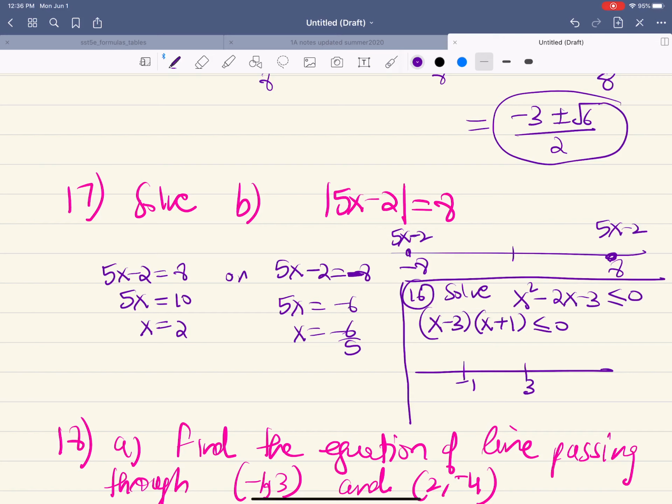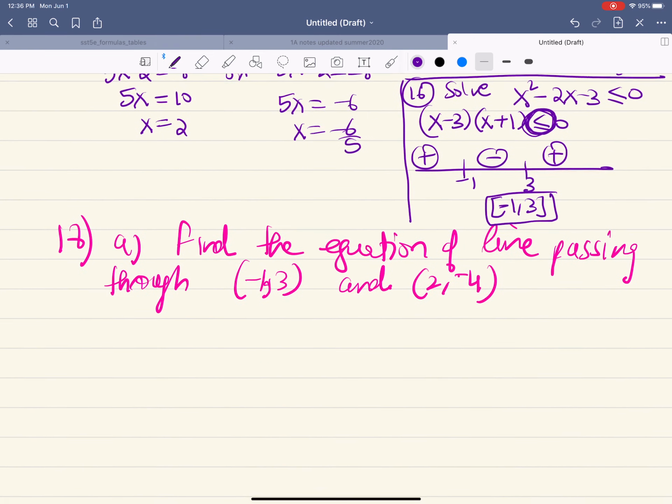Now I'm going to see: if I plug in a 0, I get something negative. If I plug in a 4, I get something positive. If I plug in a negative 2, I still get something positive. So looking at my inequality, I wanted it to be less than or equal to 0, which means I wanted it to be negative. I also wanted it to equal 0. That means we are supposed to include the endpoints. So the solution is between negative 1 and 3.